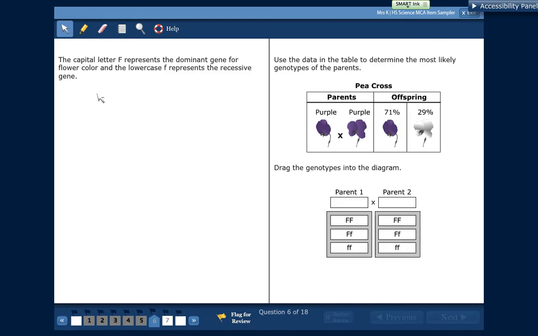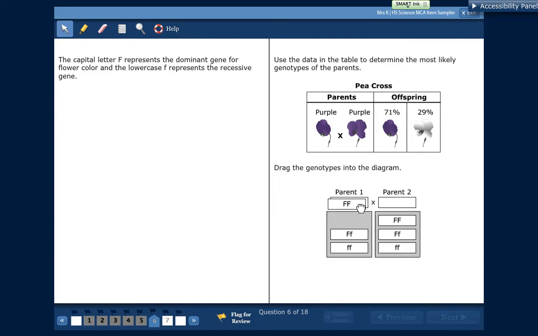Okay, new scenario. A capital F represents the dominant gene, that's principal dominance of flower color, and the lowercase f represents the recessive gene. Okay, it's good to read that. Use the data in the table to determine the most likely genotypes of the parents. So this is the parents. We know their phenotype, they're purple, but what is their genotype, or their combination of alleles? These are the different choices.